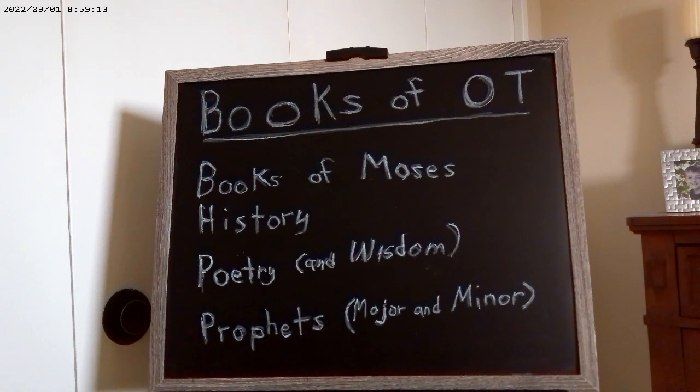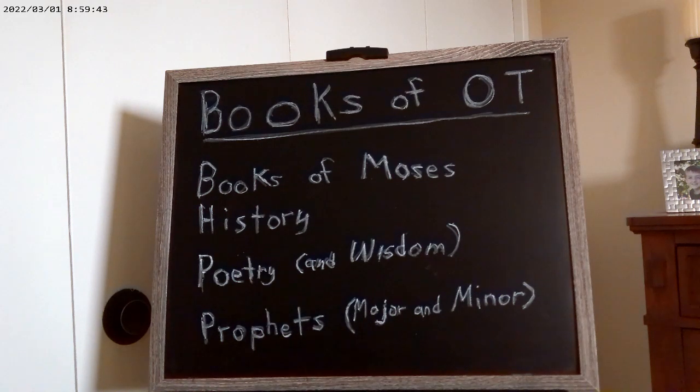books of Moses. The first 5 books of the Bible are often called the books of Moses, under the understanding that they were written by Moses. Many people dispute that, and we're not going to give a big argument one way or the other in this lesson.